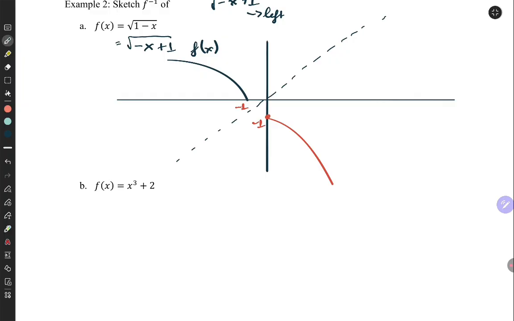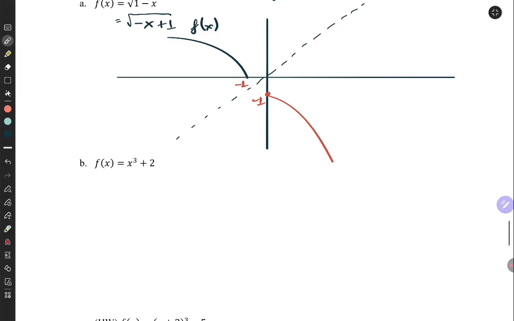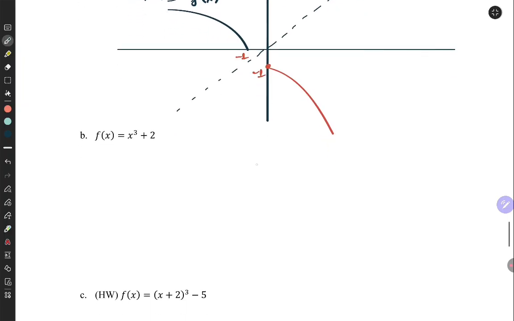So this one is basically x cubed up by 2 units, right? x cubed up by 2 units.